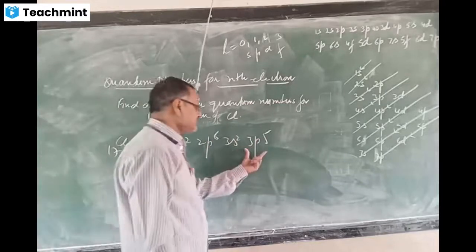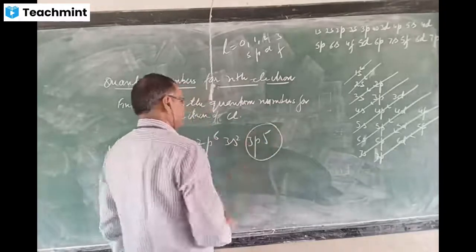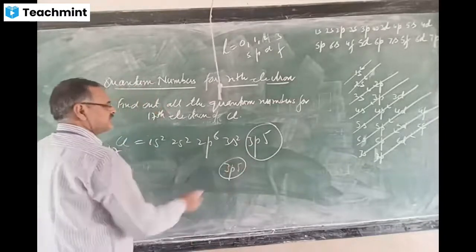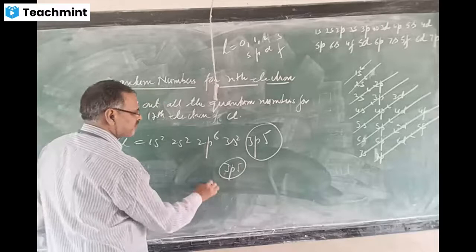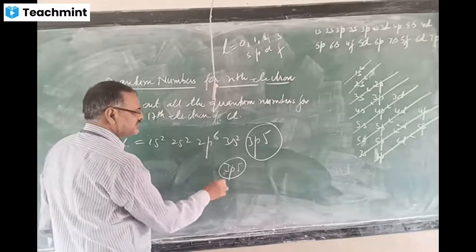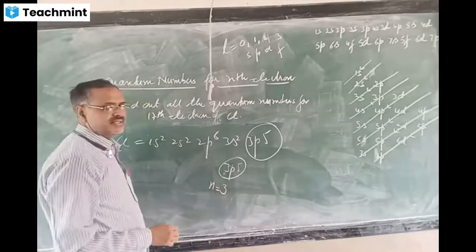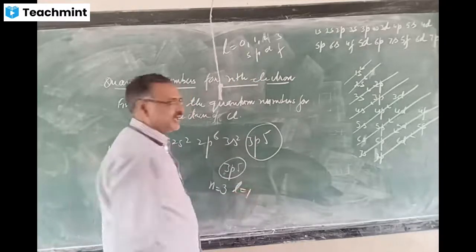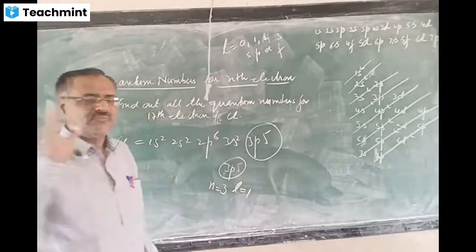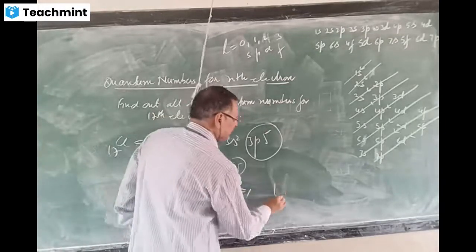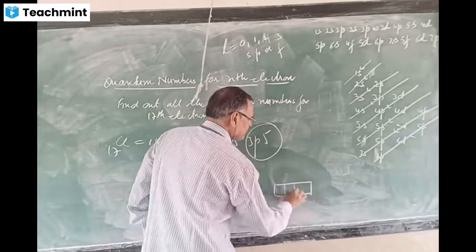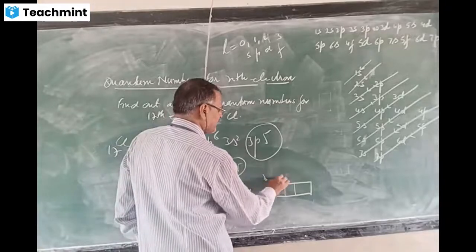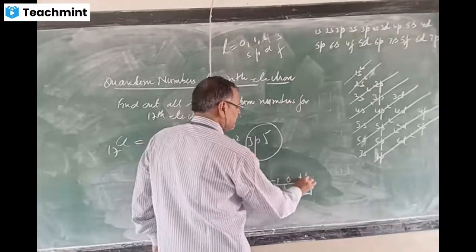Your 17th electron is coming here in 3p5. So just take out 3p5. So what is the value of n here? n is 3. And for p, l is equal to 1. Now the problem is for m. What is the value of m? In this situation, just make the orbitals. For l equal to 1, m you are getting minus 1, 0, plus 1.